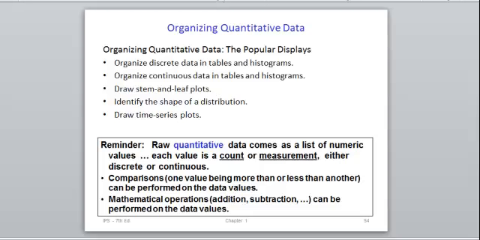And we have histograms, which is probably one of the more popular displays. So we're going to organize discrete data in tables and histograms, and then we'll organize continuous data in tables and histograms. We'll learn how to draw stem and leaf plots and identify the shape of a distribution. And then we'll talk about time series plots.